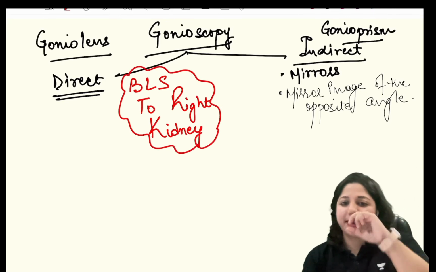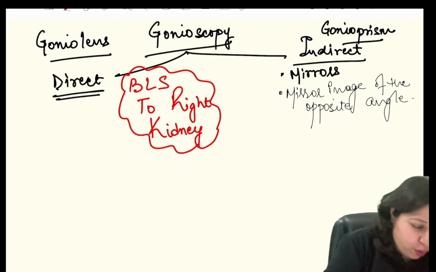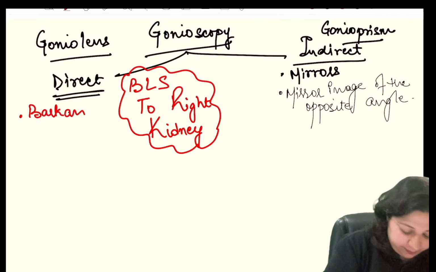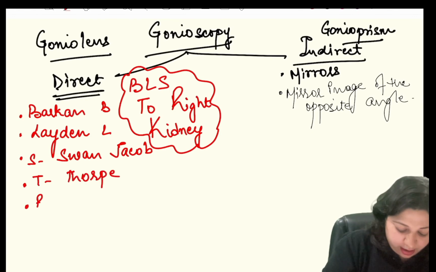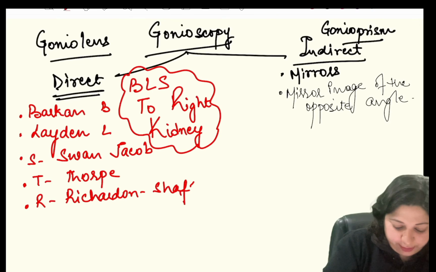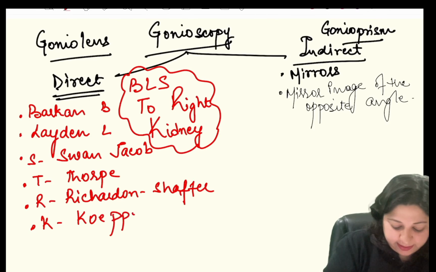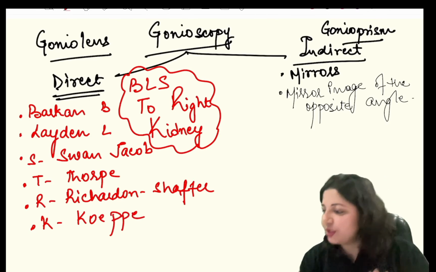So this is the mnemonic to remember the direct gonioscopes. So let's see, what are we talking about? By B, I mean Barkan, Leyden. B, L, S is Swan Jacob, T is Thorpe lenses, R is Richardson Schaeffer, K is Koeppe's lens. Is that okay? So it was easy.